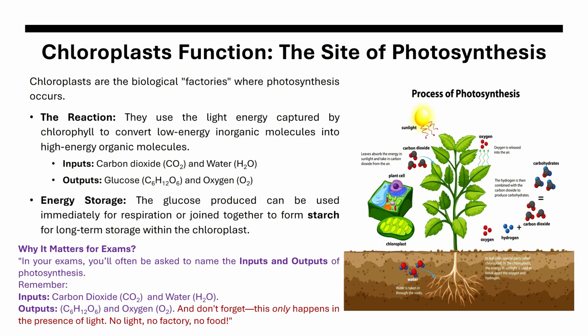In your exams, you will often be asked to name the inputs and outputs of this reaction of photosynthesis. Remember, inputs are carbon dioxide and water, and the outputs are glucose and oxygen. And do not forget, this only happens in the presence of light. No light, no factory, no food. So remember, chloroplast is the processor. It takes raw materials and sunlight and turns them into fuel, that is glucose, and storage, that is starch. It is the foundation of the entire food chain.